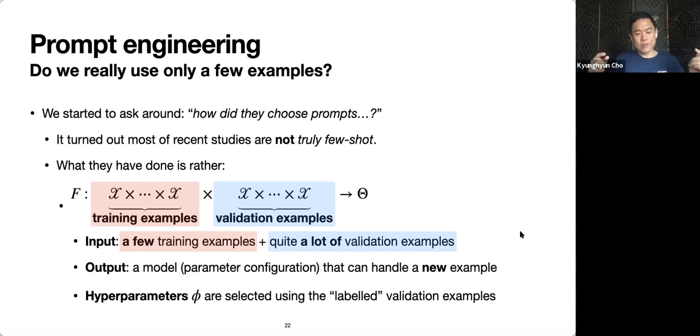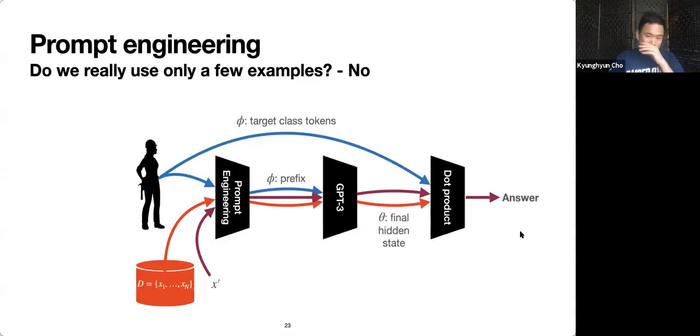And this few-shot learner, which we probably shouldn't call a few-shot learner anymore, is going to output the parameters of this learner that's going to classify a new example. And then the hyperparameters are largely gone because these hyperparameters are going to be selected using these large labeled validation examples. So what that means is that it turned out that the prompt engineering that was put forward and got me as well as the whole community extremely excited about was not really for few-shot learning, because it turned out that we actually don't use only a few examples, but we use a very large number of examples.